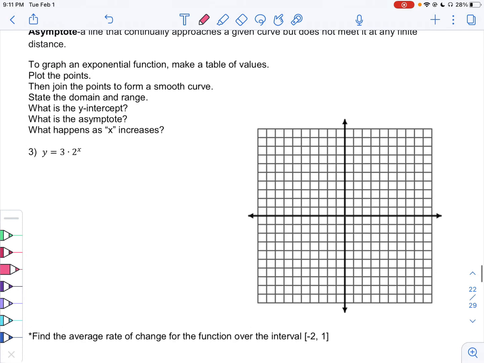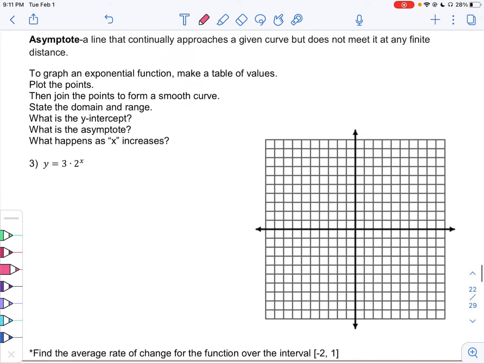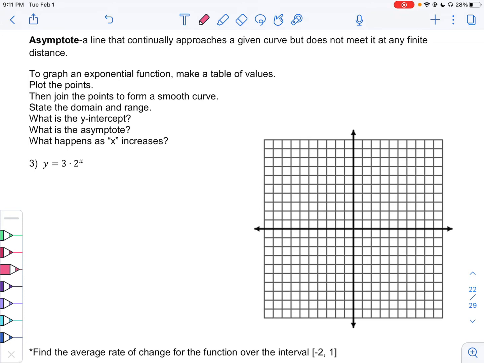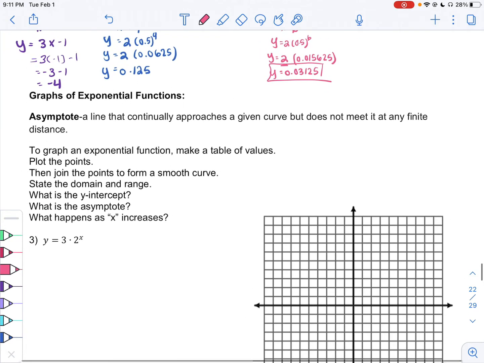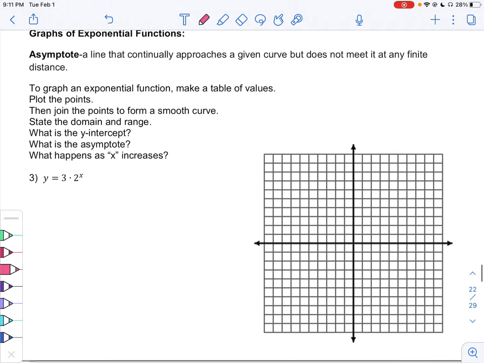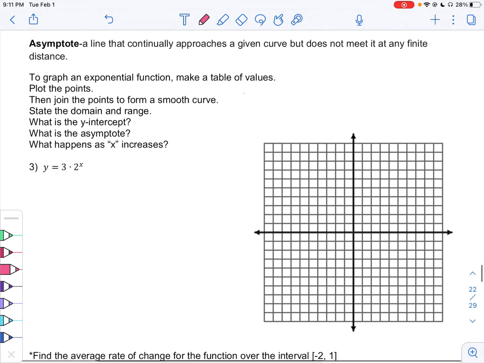So the big focus today is really going to be graphing. Here we introduce something called an asymptote, and that is a line that continually approaches a given curve but does not meet it at any finite distance. And you'll see what this looks like in just a second. It might not make sense until we see it. But to graph an exponential function, make a table of values, plot the points, then create a curve, and then we'll answer these questions.